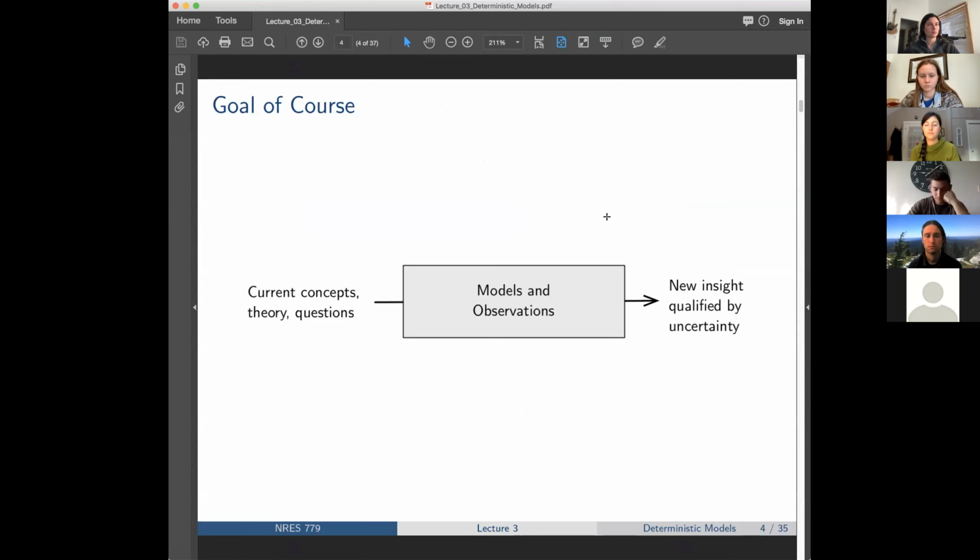Okay, so going back to the goal of the course and our line of reasoning for scientific insight. We start out with current concepts, theory, and questions. In that, we develop models that represent conceptual hypotheses about our processes, and then we tie those models with data to observations, and then we gain new insight qualified by uncertainty. So we're going to talk about the models that we often use for ecological systems. And it turns out the upshot of this is there are relatively few models, mathematical equations, that represent a huge field in all of the sciences.